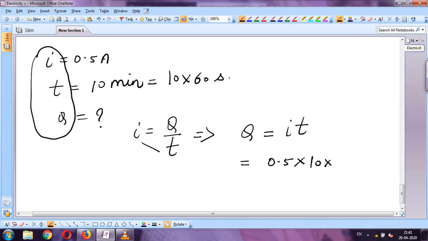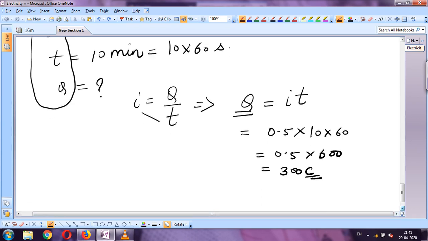So we will write here 10 into 60. It will be 0.5 into 600. And 0.5 into 600 will give us 300. What was this? It was charge. So it will be 300 coulomb. Right? This will be our answer.